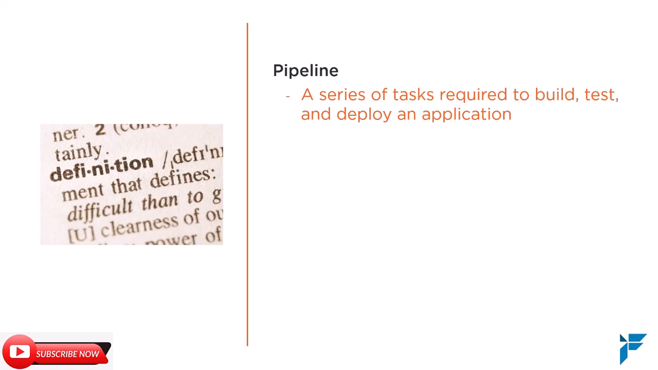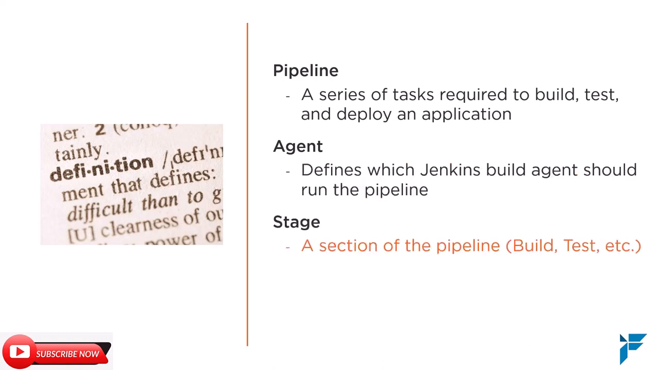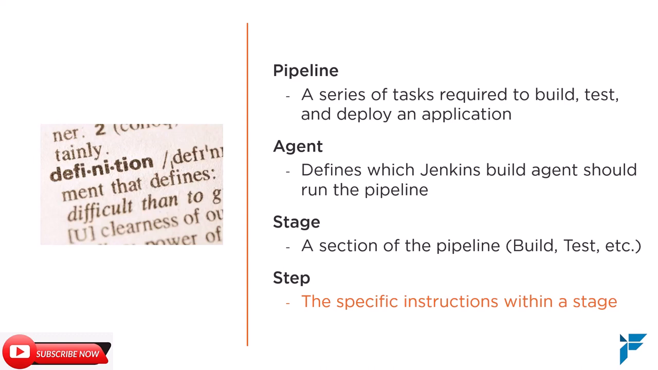The next term you'll hear a lot in this course is agent. And an agent in Jenkins terminology defines which Jenkins build agent should run the pipeline. So for example, if you have an application that you need to build on Windows and Linux, you'll have an agent for each of those and then be able to run that pipeline on both of those agents depending on how you want to build it or test your application. The next term I want you to know is a stage, and that is a section of the pipeline, such as build or test. And finally, a step in each stage is the specific instructions to execute the stage.